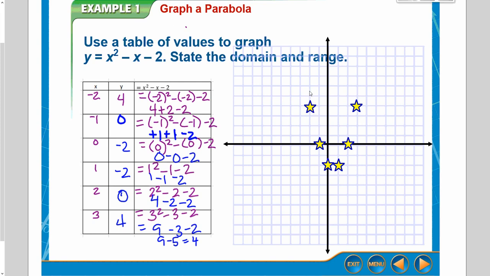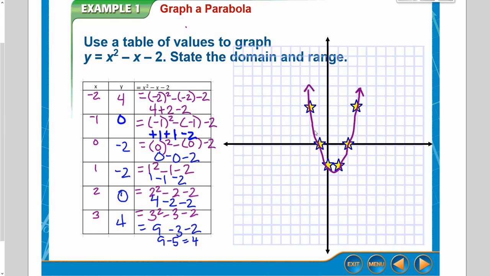So I'm going to go ahead and start up here. And I'm trying to be really pretty good about this. Of course, we know it's a graph. It's not going to be perfect, right? And there is our parabola.